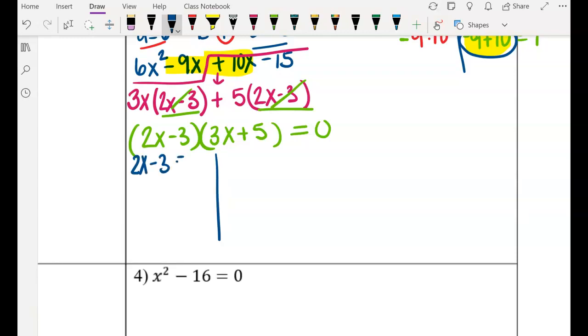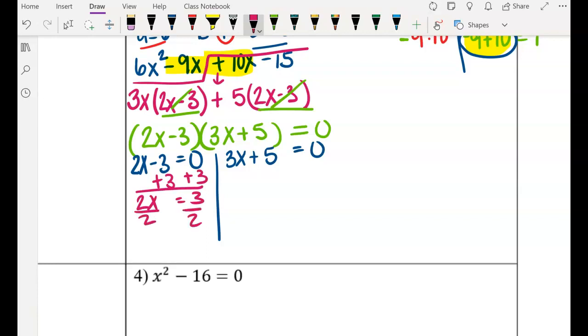2x minus 3 equals 0. And then 3x plus 5, students, equals 0. Remember, here's when you solve for it normally, okay? Add 3 to both sides. So now we have 2x equals 3. Divide both sides by 2. x is going to be 3 over 2. You could write 1.5 if you want.